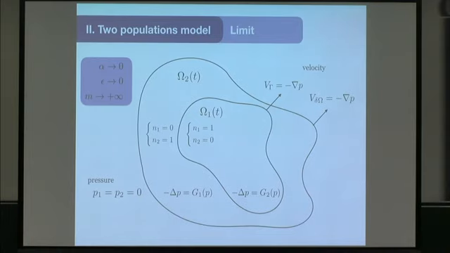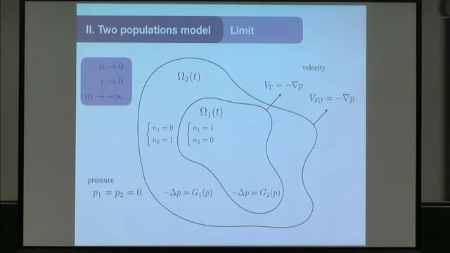So I've made a new drawing so you can see what's going to be the limit model. You have two spaces, one where N1 is equal to 1, N2 is equal to 0, and one where N1 is equal to 0 and N2 is equal to 1. Inside these spaces, Laplacian of P is going to be equal to minus G1 or minus G2. The boundary is moving with the velocity minus gradient of P, and the pressure outside is equal to 0.